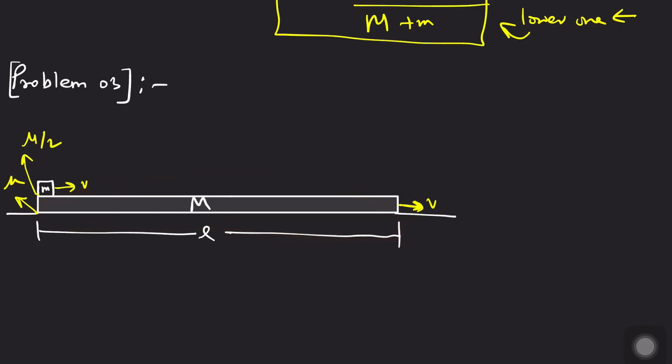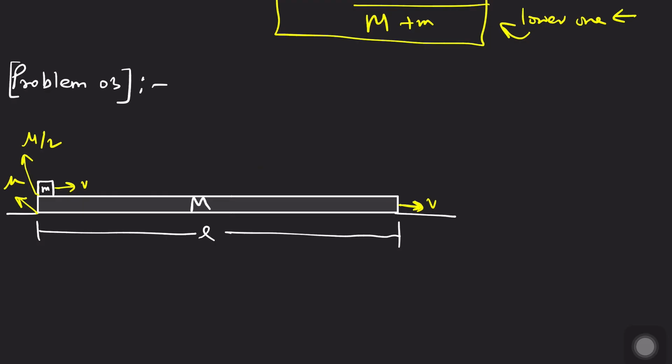I hope you understood that the initial velocity of both the blocks is v. Between the ground and the bigger plank the friction coefficient is mu, and between the smaller block and the bigger plank it is mu by 2. Something is going to happen, and the outcome is that this block is going to come off this plank. They are asking what is the time taken.